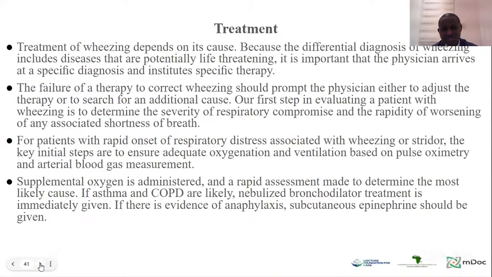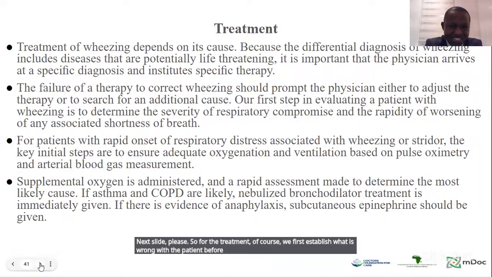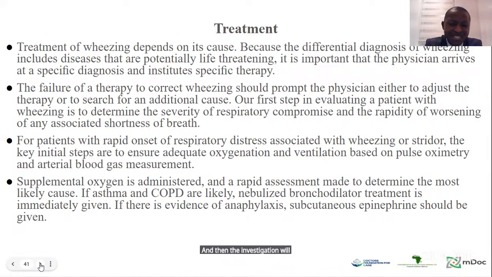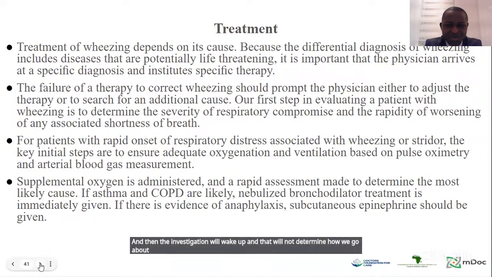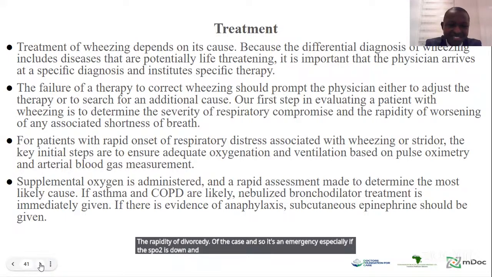So for the treatment, of course, we first establish what is wrong with the patient before we can treat the patient. Following the outlined steps, history, examination, and then investigation will make up our mind, and that will determine how we go about it. But first and foremost, we evaluate the patient that is wheezing to determine the severity of respiratory compromise, then the rapidity of the worsening of the case. And so it's an emergency, especially if the SpO2 is down and they see the patient sweating, in respiratory distress. As we are trying to stabilize the patient, we're also trying to take one or two histories so that we know exactly what we do to manage this patient.